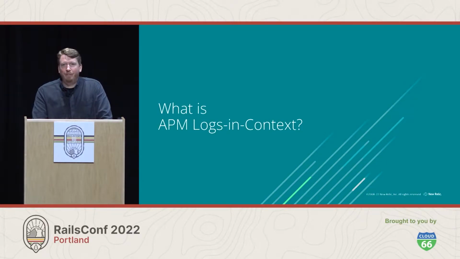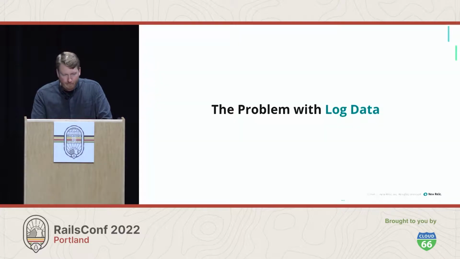So with that, we can get into APM, logs, and context, now that we've explained a little bit about New Relic and what it is that we do in the observability space. And I want to start with kind of a specific problem to logs, since we've covered the higher level customer problems that we're looking to solve.